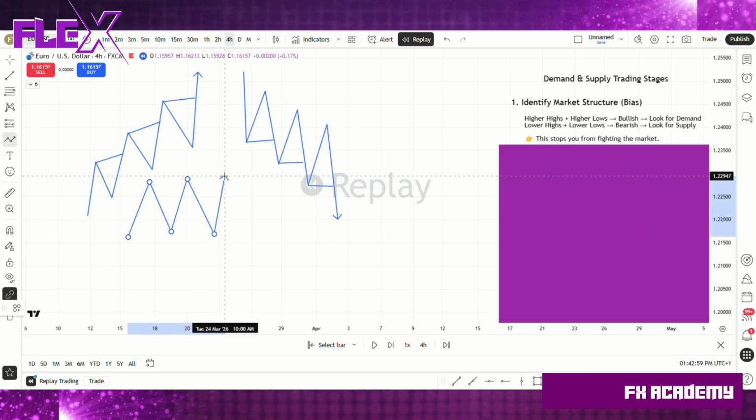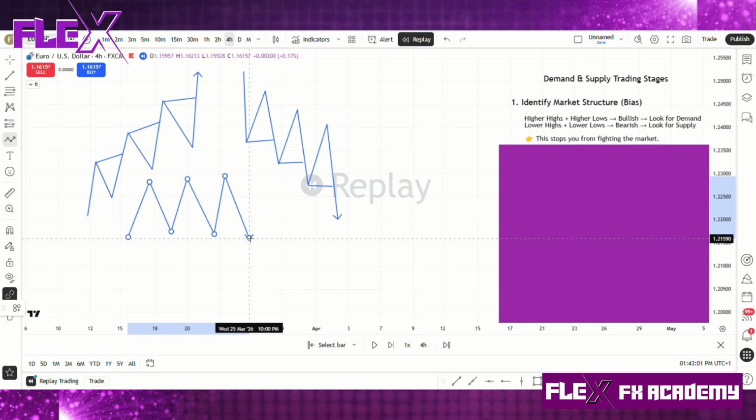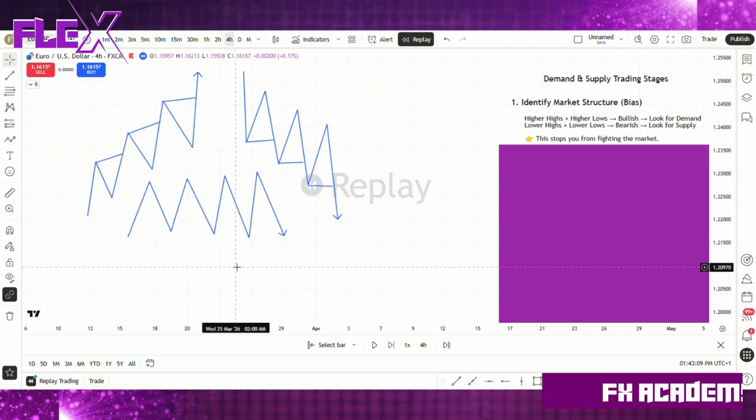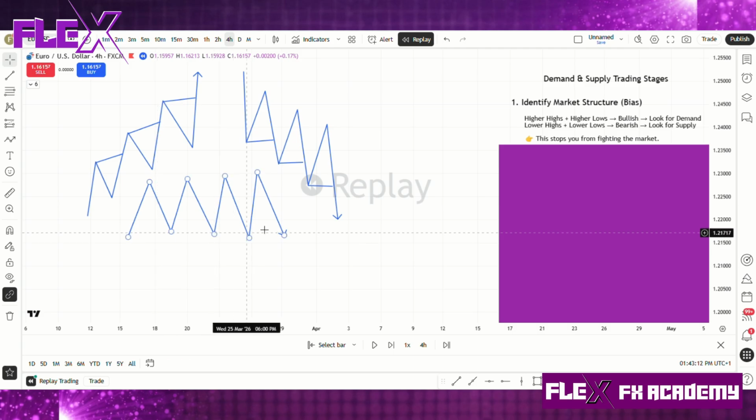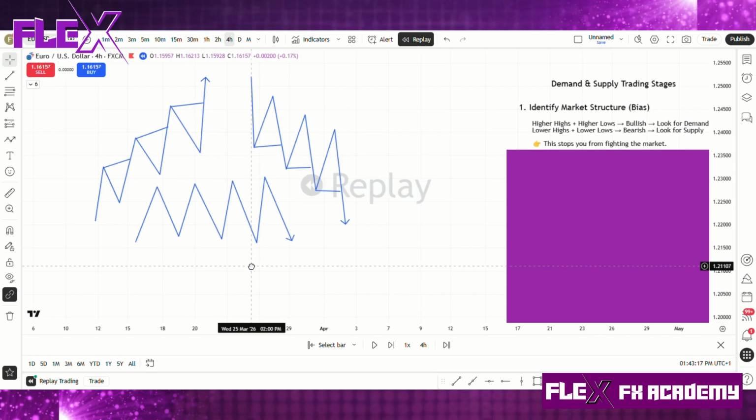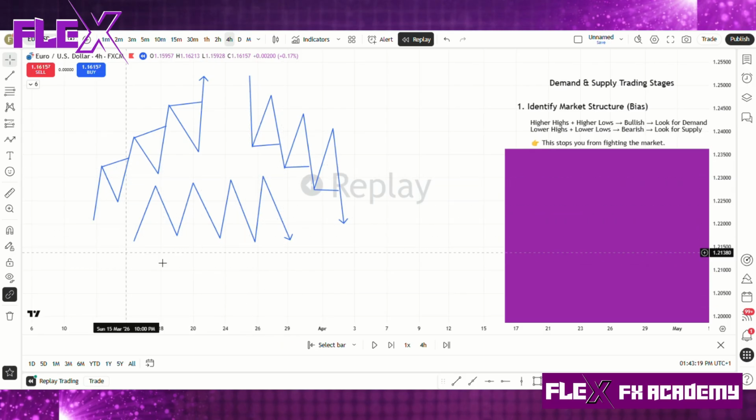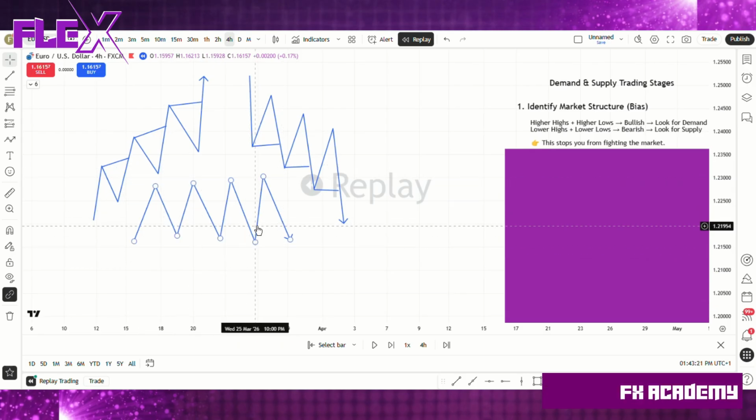You see the market moving sideways, not breaking the low and also not breaking the high, just moving sideways continuously. This is the market we want to avoid. There's no structure being broken. The market keeps moving up and down. This is a typical example of a ranging market, so we want to avoid a ranging market.